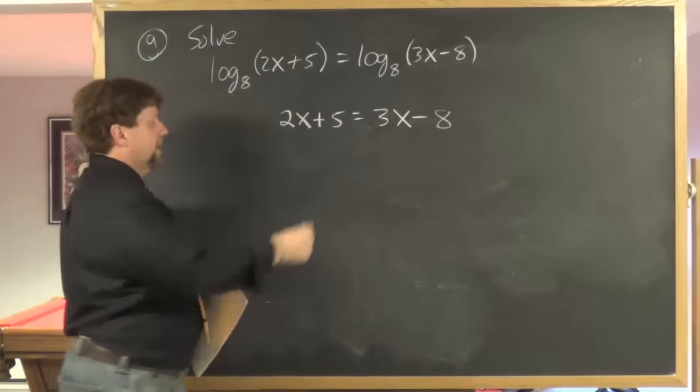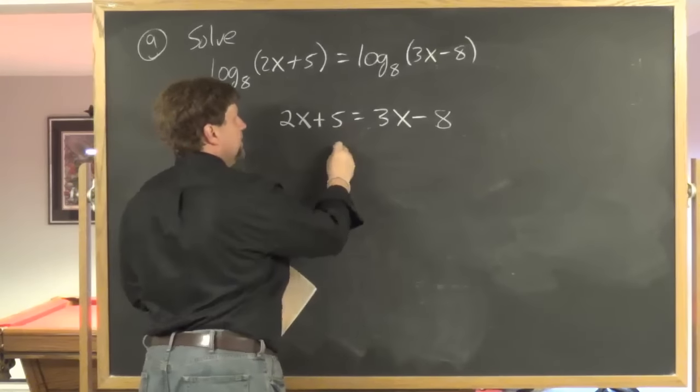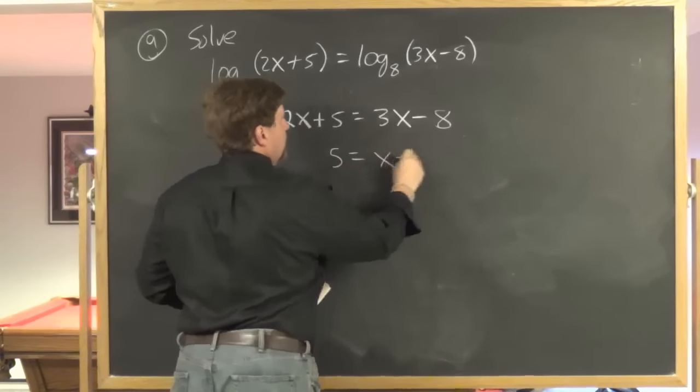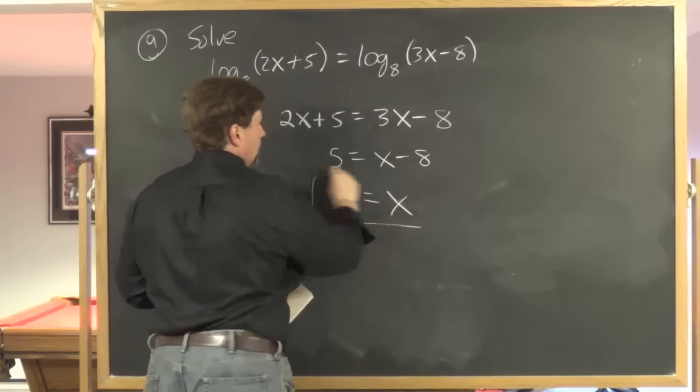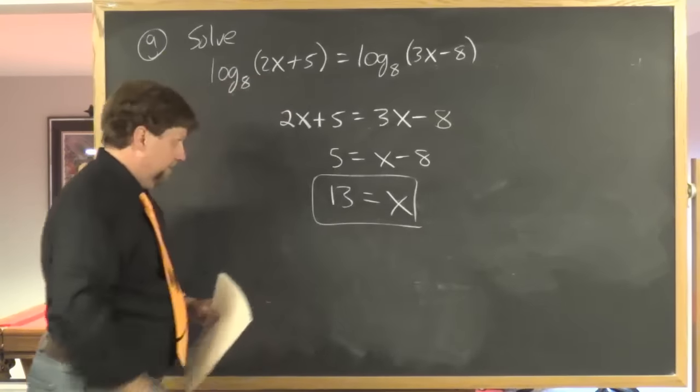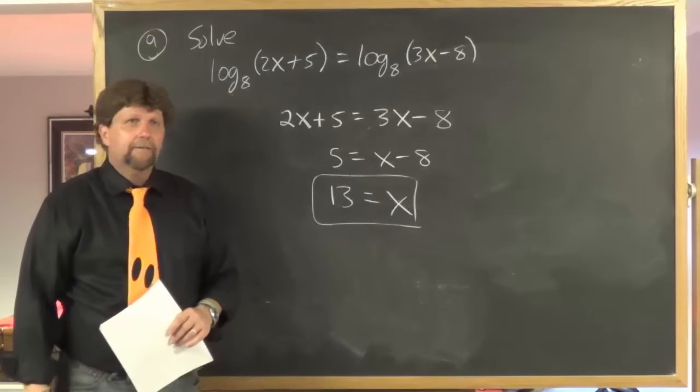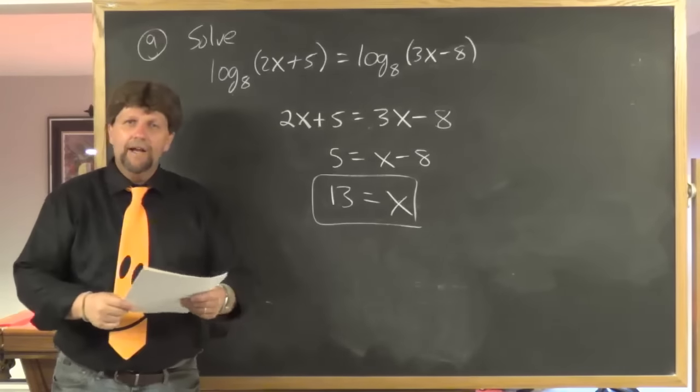Now to solve this, I would subtract 2x from both sides, and then add 8 to both sides, and I get x is equal to 13. That's it for number 9.